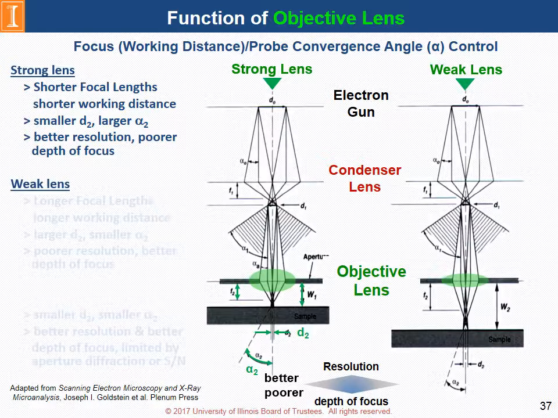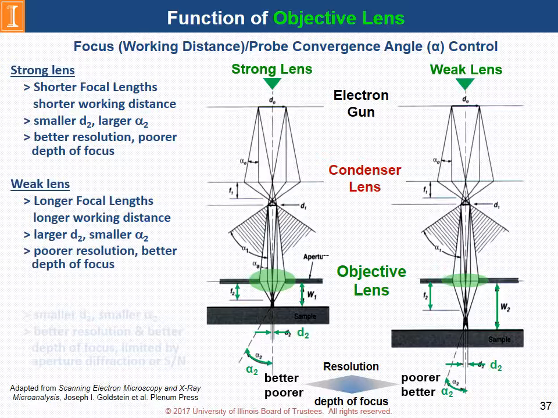We can make the objective lens weaker by reducing the lens current. Weak lens has a longer focal length, which means a longer working distance. Also, weak lens less demagnifies the probe, so the probe hitting the sample will be bigger, which means lower image resolution. A weak lens also makes the convergence angle smaller, which means a larger depth of focus.